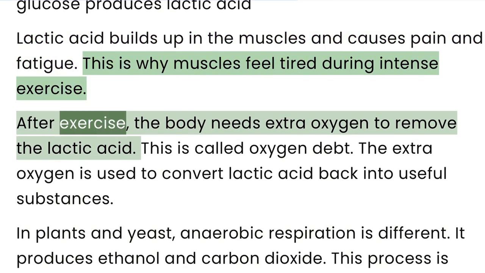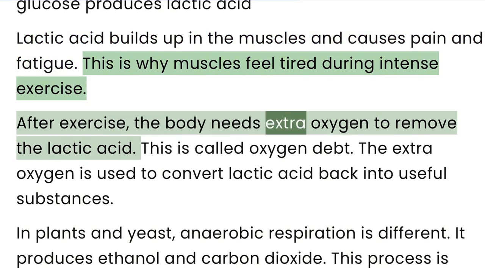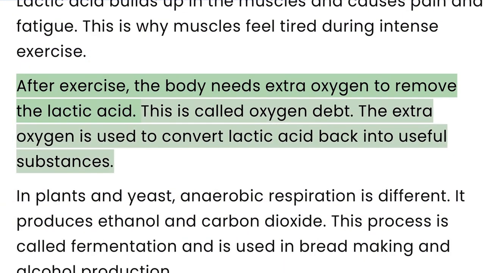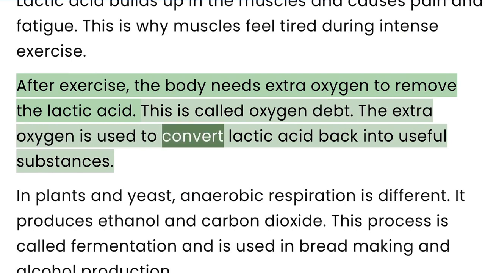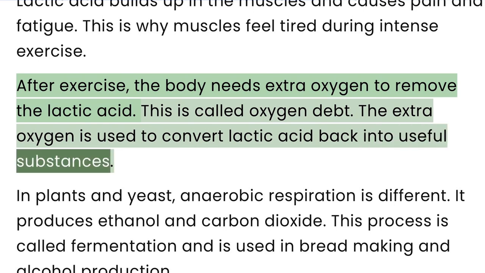After exercise, the body needs extra oxygen to remove the lactic acid. This is called oxygen debt. The extra oxygen is used to convert lactic acid back into useful substances.